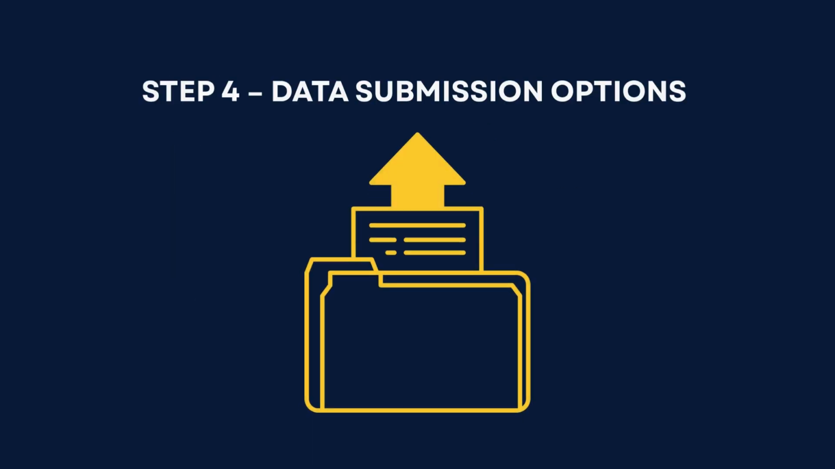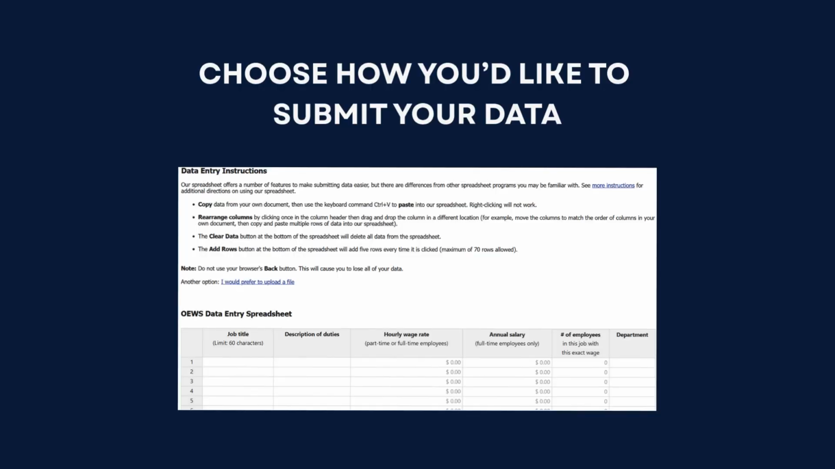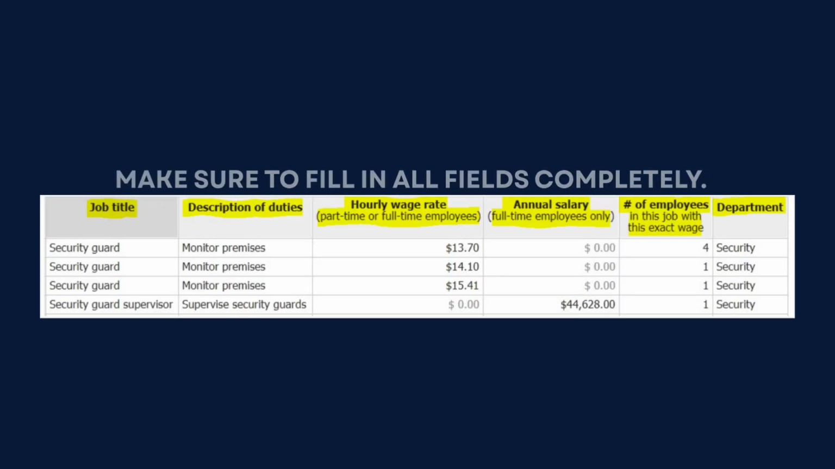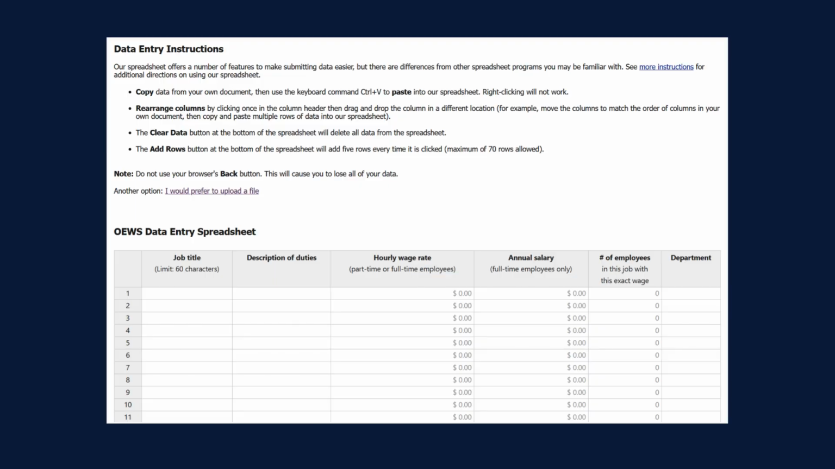Step 4. Data submission options. Please read the reporting instructions at the top of the page. Now choose how you'd like to submit your data. You can upload an Excel spreadsheet or enter the info manually. The upload option is best for larger businesses. Just make sure to include job titles, wages, and any tips or commissions. Include departments too. Filling these fields out correctly helps avoid follow-up calls.